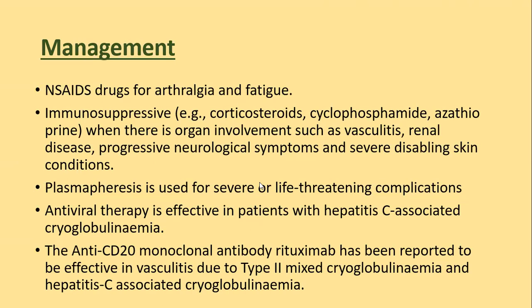Management. The starting drug is an NSAID for arthralgia and fatigue. Then we add immunosuppressives like corticosteroid, cyclophosphamide, azathioprine when there is organ involvement such as vasculitis, renal disease, progressive neurological symptoms, and severe disabling skin condition. Plasmapheresis is used for severe and life-threatening conditions.